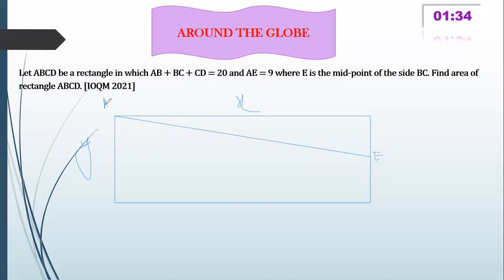Let me name the rectangle also. Let it be A, B, C and D, where AB is x, AD is y. Similarly, this is y by 2, y by 2, since this is the midpoint, and this is x. You are given 2x plus y, because AB plus BC plus CD: you know CD is x, AB is x, and BC is y. So 2x plus y is equal to 20.